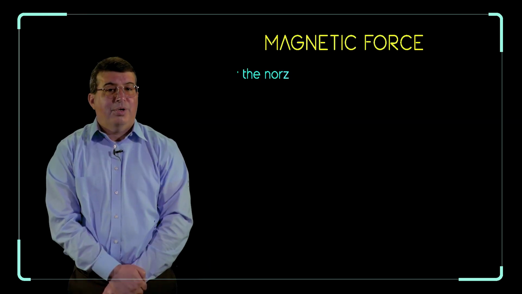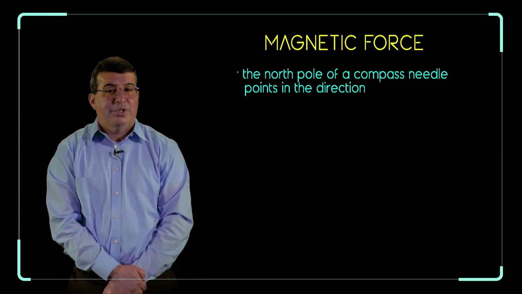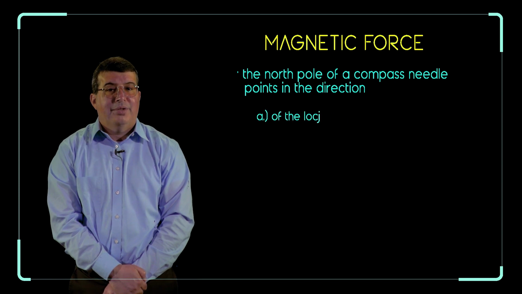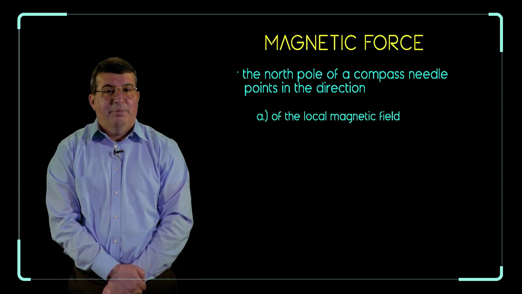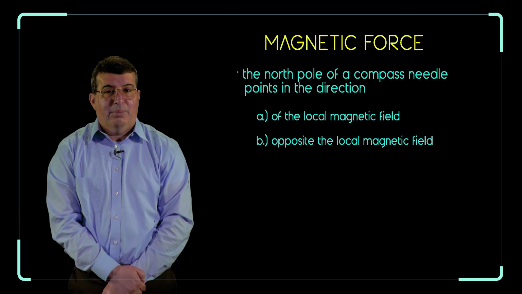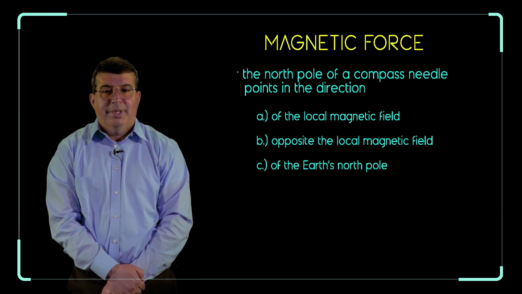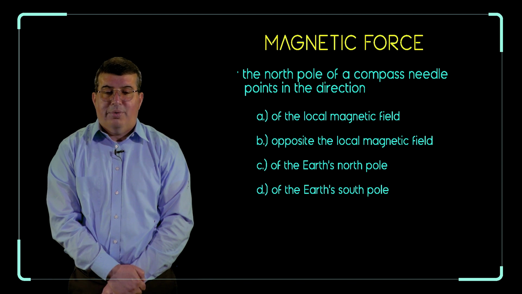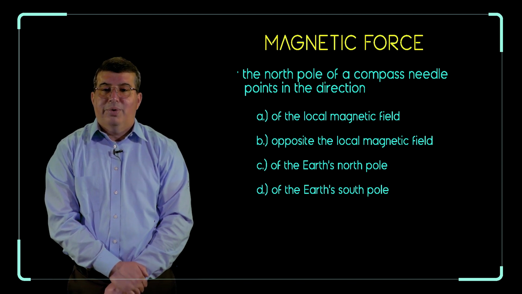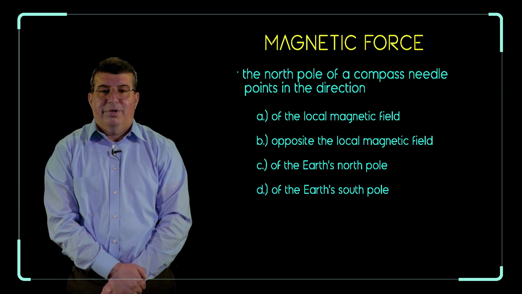Here's a quick question for you. The north pole of a compass needle points in the direction of A, the local magnetic field, B, opposite the local magnetic field, C, of the Earth's north pole, D, of the Earth's south pole. Now think about it. What is the best answer here? Pause, and when you're ready to hear me talk about the correct answer, hit play again.